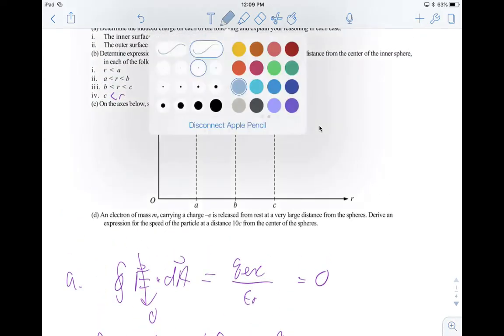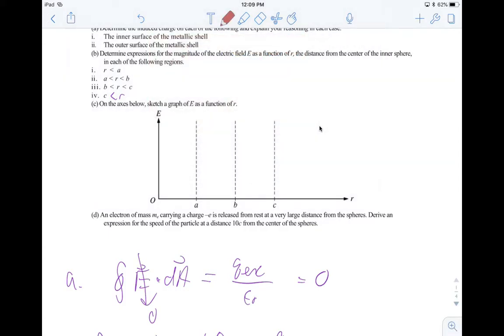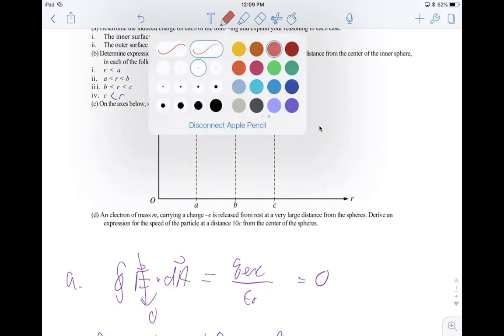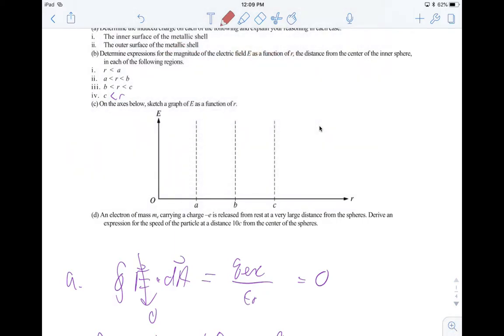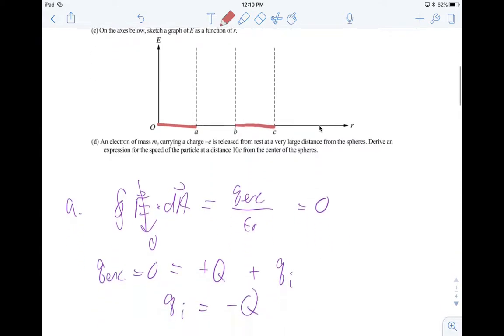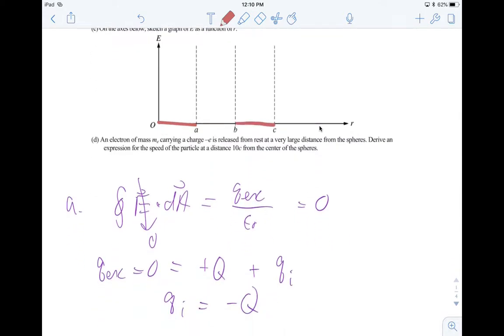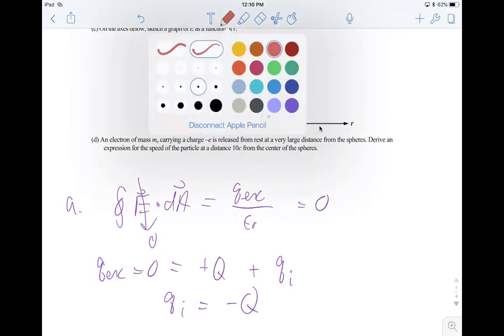The 2 easy sections are between 0 and A, and then between B and C. So let's use that color, a little bit more bold. Between 0 and A, the electric field should be just a straight line on the 0 mark. That's not very straight, it's okay. And then between B and C, it should be 0. From A to B, and then from C on, let's figure that out.